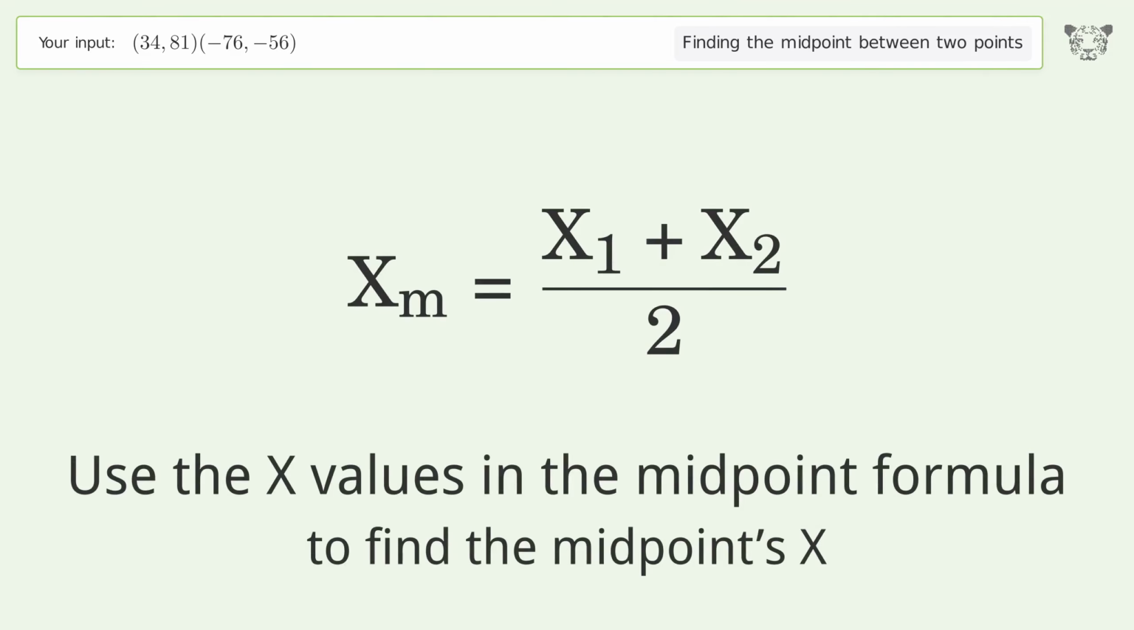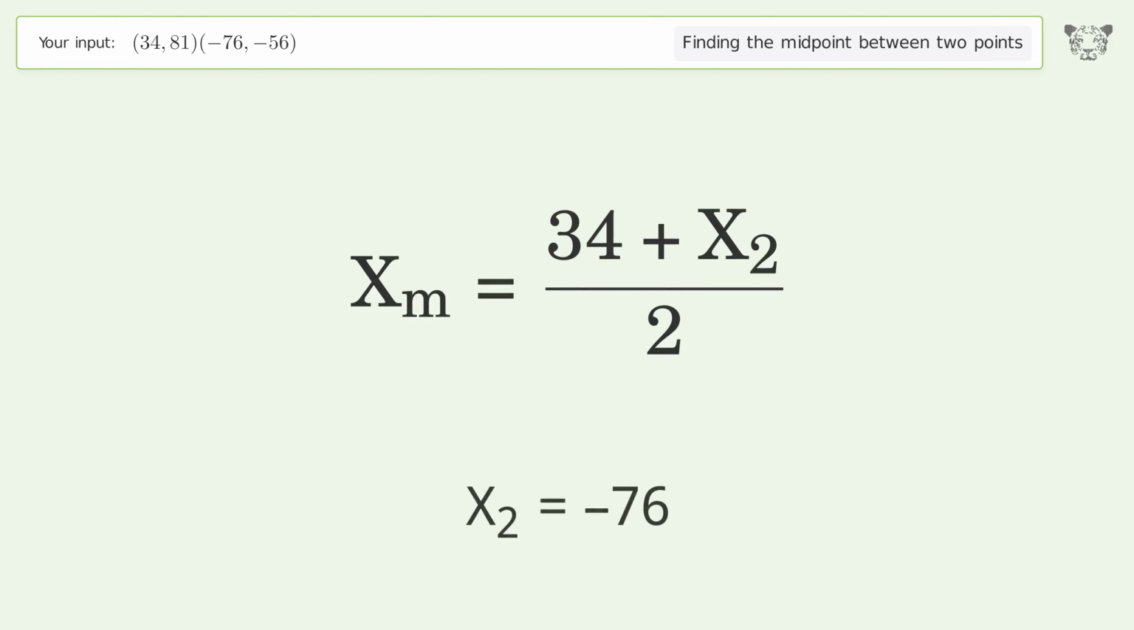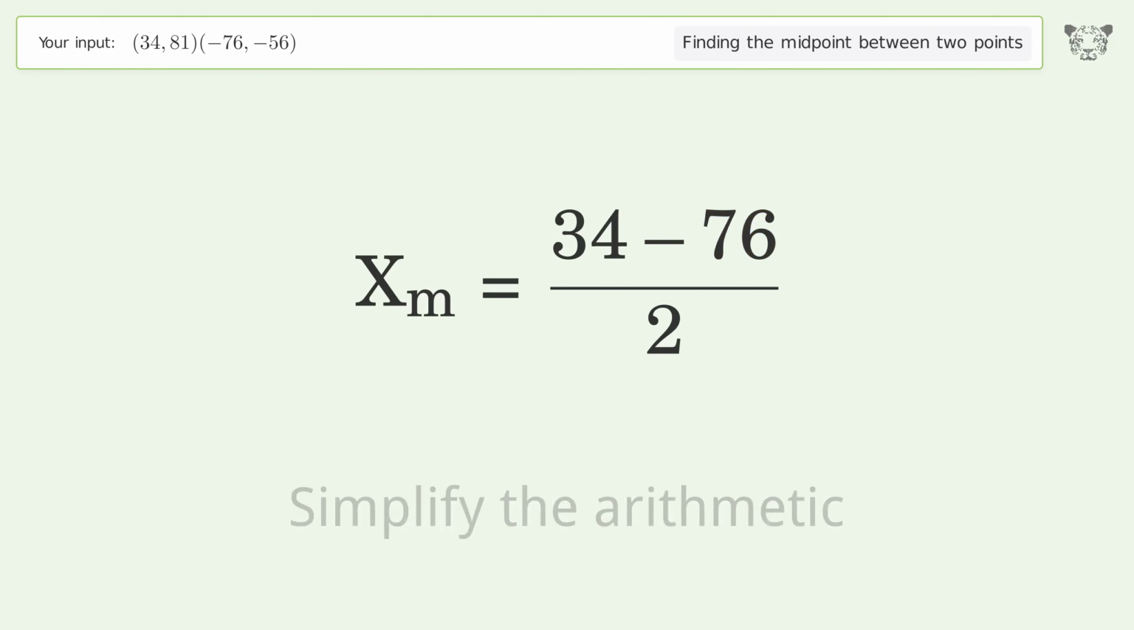Use the x values in the midpoint formula to find the midpoints x. x1 equals 34. x2 equals -76. Simplify the arithmetic.